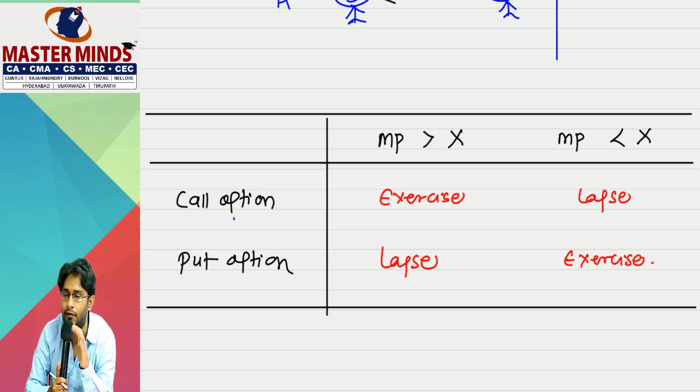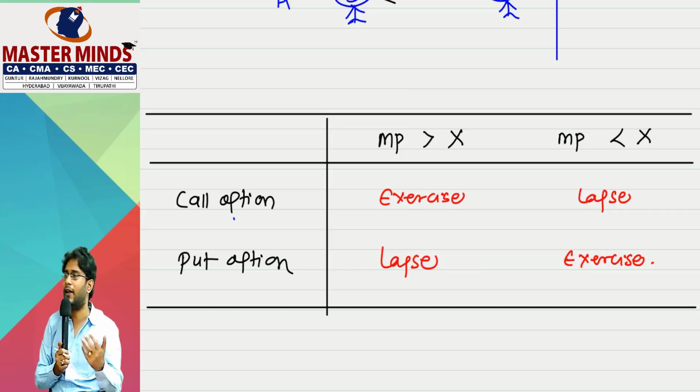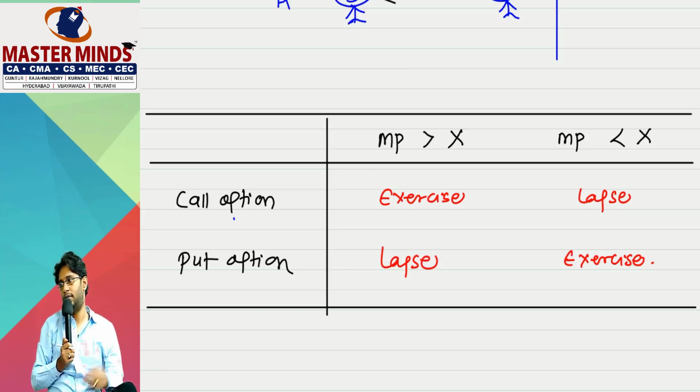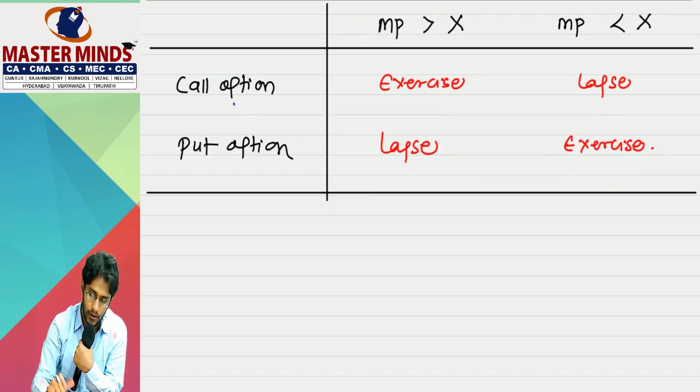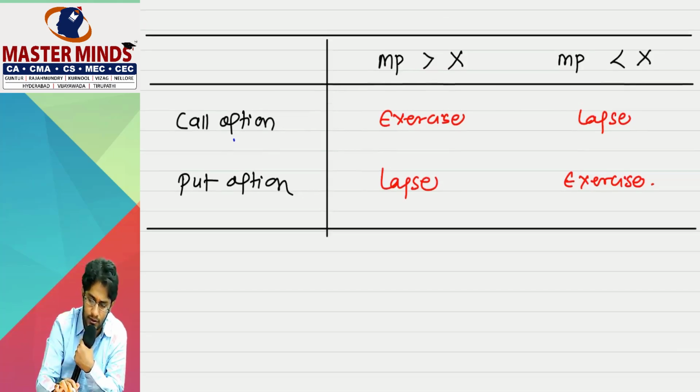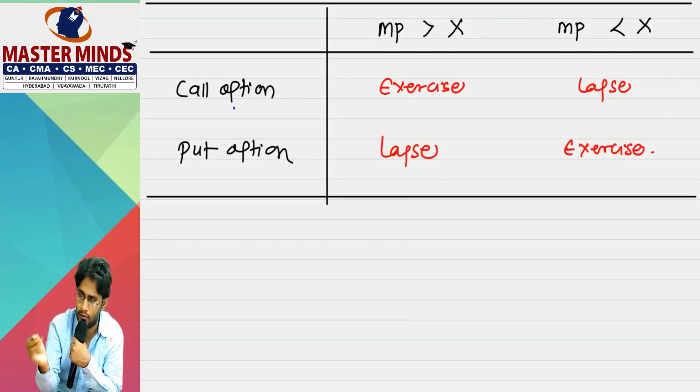Are we clear here, sir? When the price is rising, call options are likely to be exercised. When the price is falling, put options are likely to be exercised. Like that. Sir, any doubt in this? Okay. Two small terms, and then we can go to India's 32 bank.